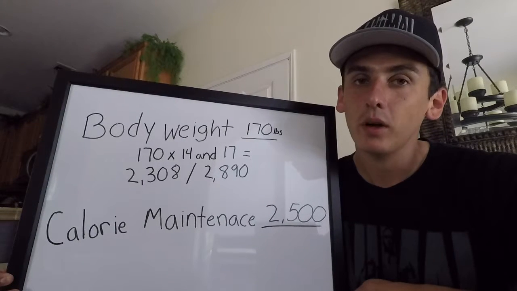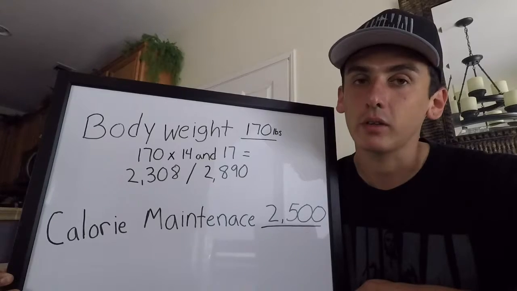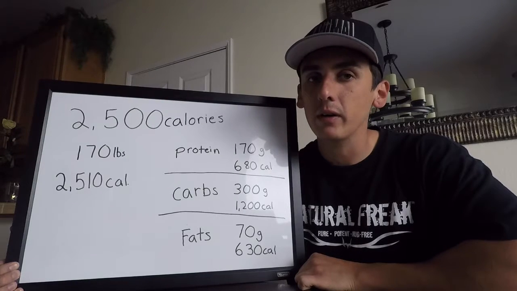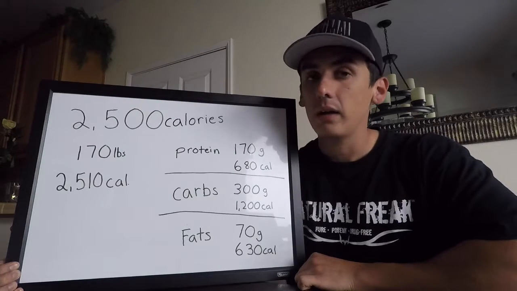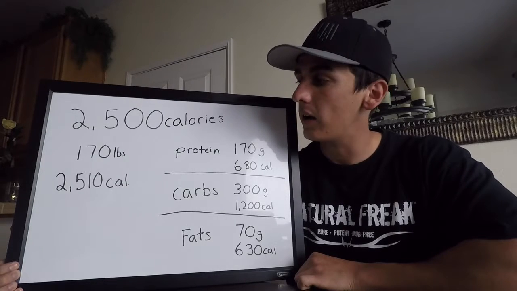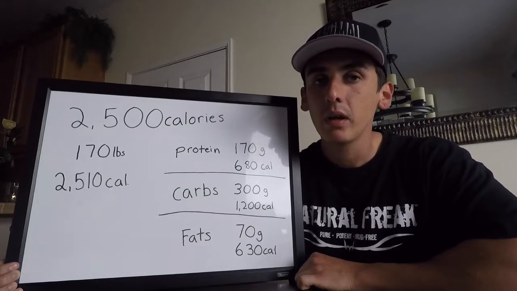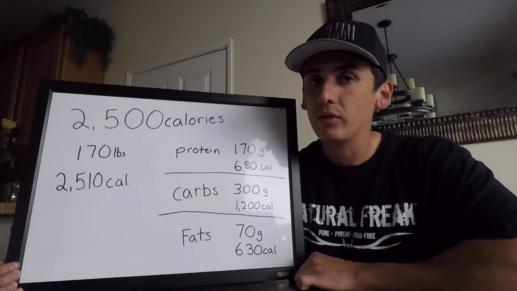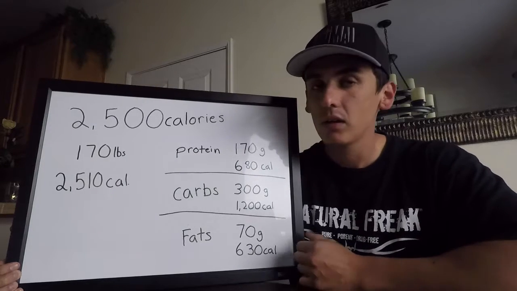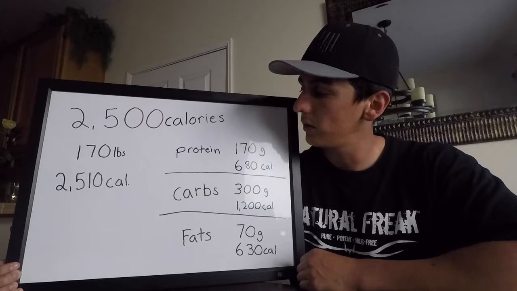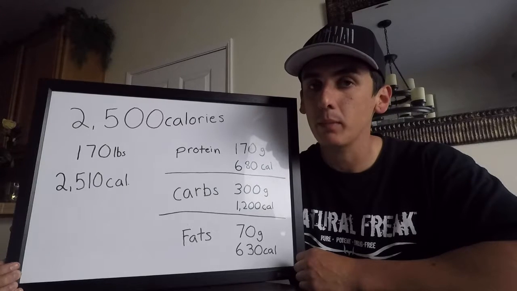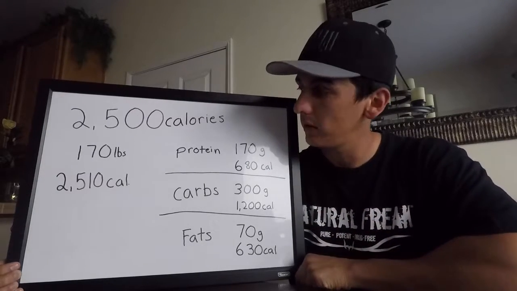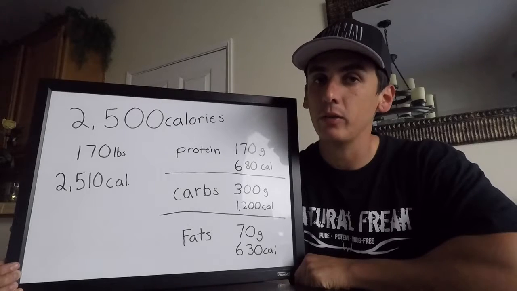Now I'm going to be teaching you how to find your macronutrients. We had 2,500 calories, that's what we figured out for our calorie maintenance. We are currently standing at 170 pounds. How I like to do it, I think most people do it differently, but I always do it this way. I think it's easy. I figure out my protein first. I want 1 gram of protein per pound of body weight, so I take 170 pounds and I put 170 grams of protein.